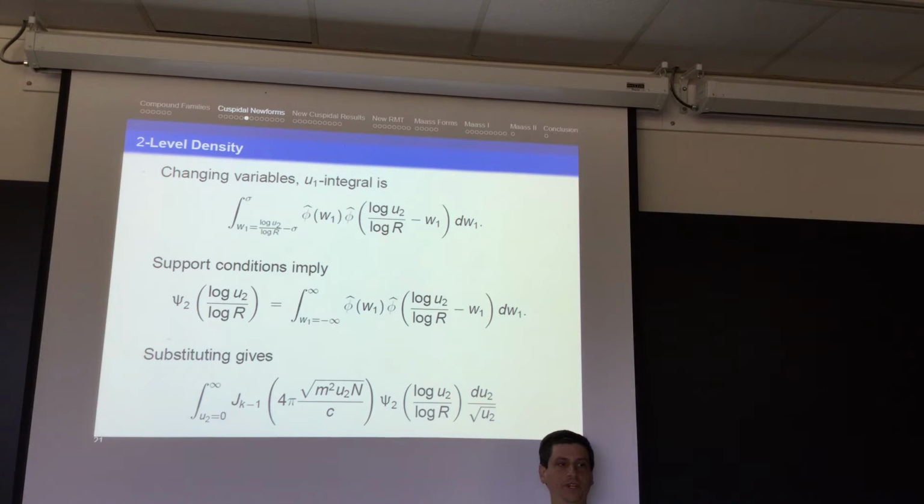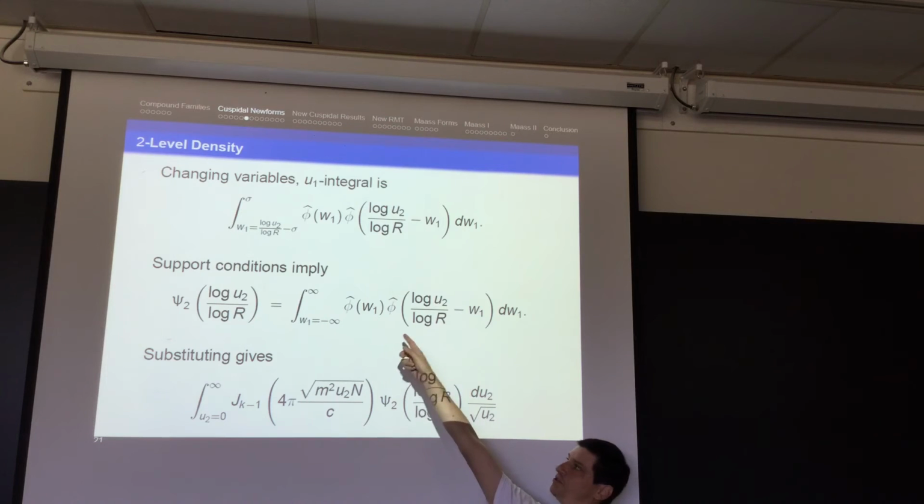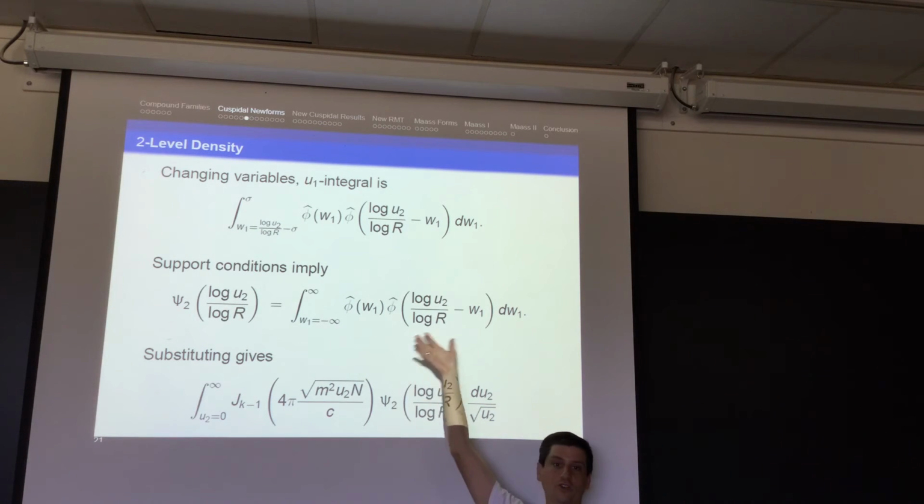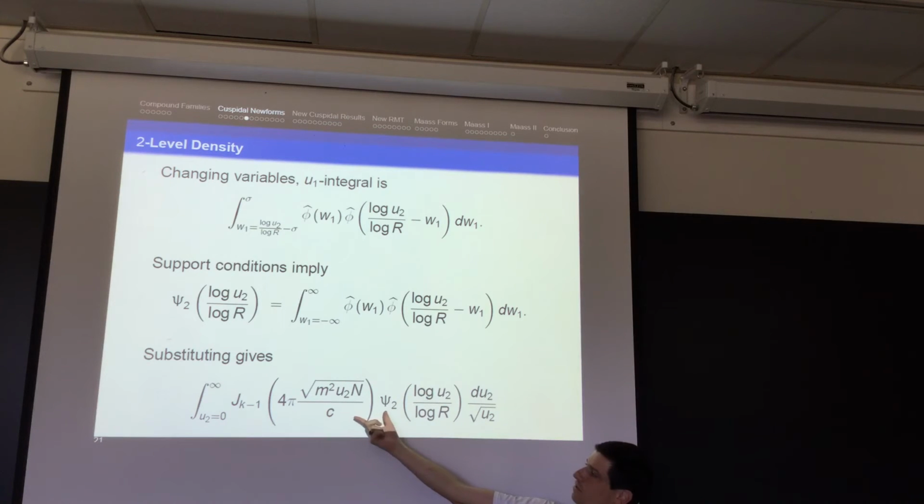The way this occurs in probability is if you want to calculate what is the density of the sum of 2 independent random variables. Let's say this is the density of the first, this is the density of the second. I want to calculate what's the probability I take on the value of log U2 over log R. Well, if the first one is W1, the second one must be what I want minus W1, so that when I add them together, I get the quantity I want. So this occurs all the time in probability theory. It gives you the density of a sum of 2 independent random variables. And so now I have, when the dust settles, exactly what Arrhenius-Lewis-Sonic looked at. The only thing that changes is now my test function is the convolution of 2 test functions.